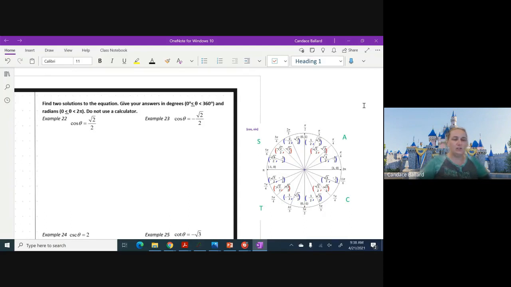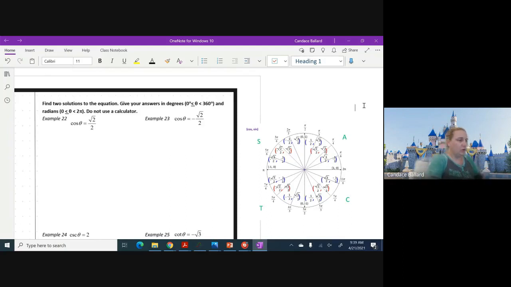We can do this in degrees. I'm going to focus on the radians. We'll convert to degrees. You can read me your degrees, but it doesn't matter, because the degrees and the radians are both marked on your orange unit circle, so you'll be fine. All right, here we go.